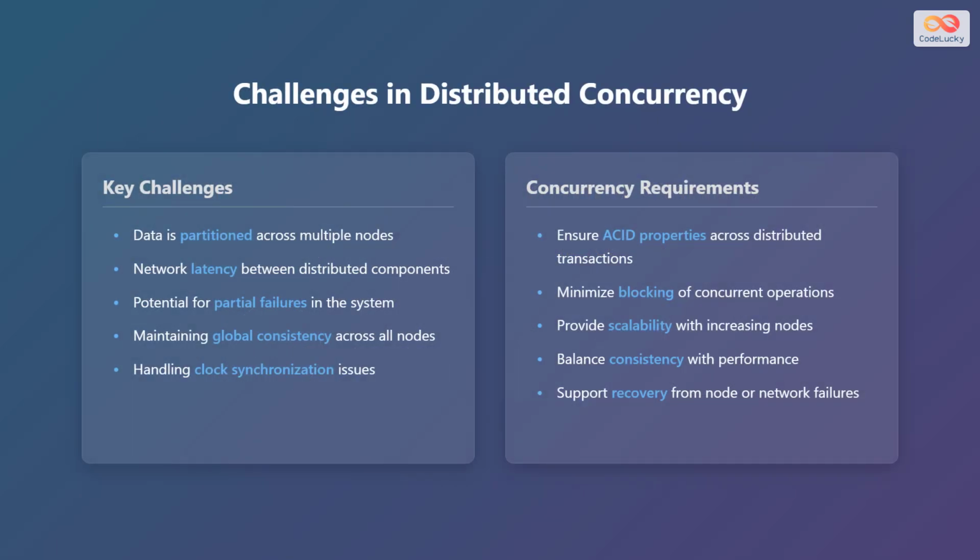Let's explore the challenges in distributed concurrency. Data is partitioned across multiple nodes. This means that information is spread out, rather than being in one central location. There is network latency between distributed components. This refers to the delays in communication across the network. There is potential for partial failures in the system. Not every part of the system will fail at the same time. Some parts will fail while others continue to function.